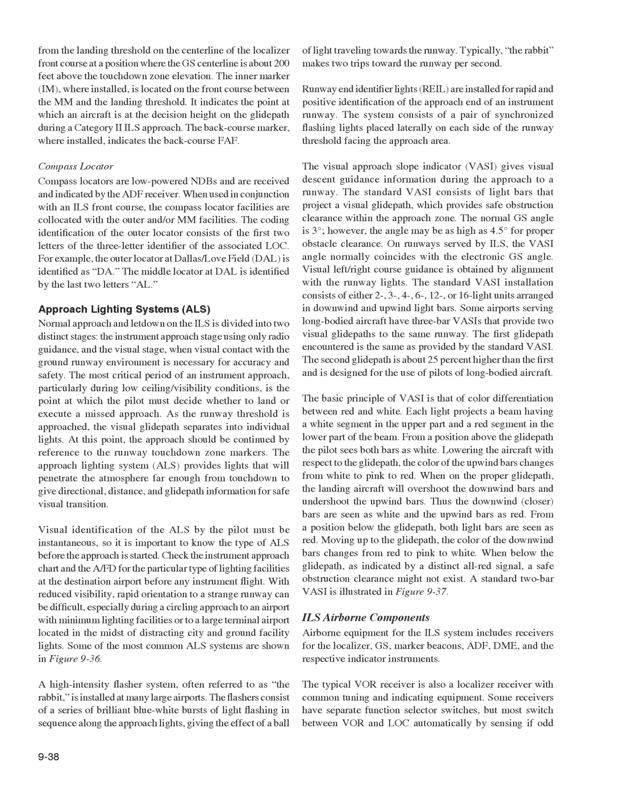The standard VASI installation consists of either 2, 3, 4, 6, 12, or 16 light units arranged in downwind and upwind light bars. Some airports serving long-bodied aircraft have 3-bar VASIs that provide 2 visual glide paths to the same runway. The first glide path encountered is the same as provided by the standard VASI. The second glide path is about 25% higher than the first and is designed for the use of pilots of long-bodied aircraft. The basic principle of VASI is that of color differentiation between red and white.